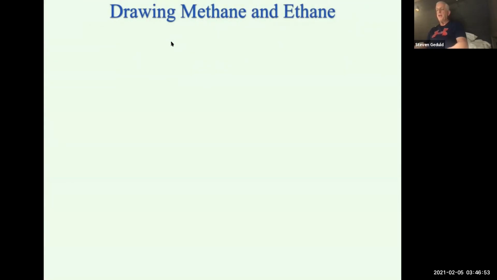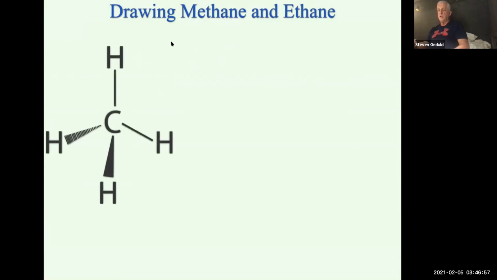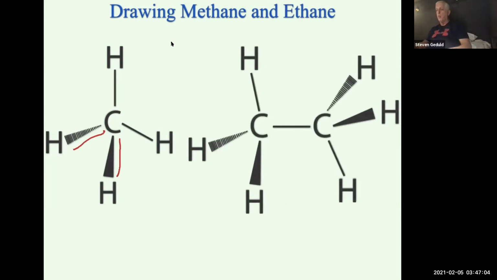Okay, drawing methane and ethane. This is how you draw it. One comes out of the board, one goes into the board. That's a 3-dimensional structure. Methane is 1 carbon. Ethane was 2 carbons. But every carbon with 4 bonds, no matter how many carbons are attached to it, is going to have a tetrahedral structure, and they're going to rotate in 3-dimensional space.